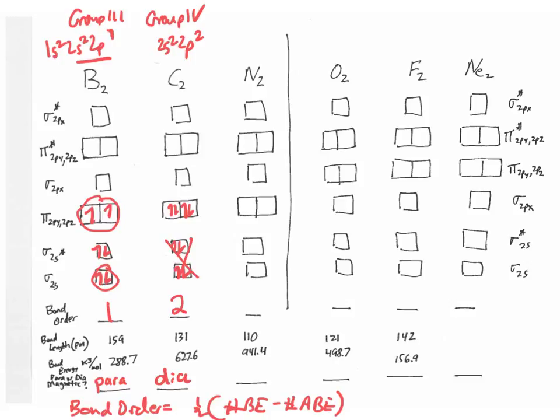N2, group 5. 2s2, 2p3 for each of the nitrogens. Each have 5 electrons. There are 2 of them, so now we have 10 electrons in all to put in. They go in the lowest available energy, and Hund's rule needs to be applied. If we have degenerate orbitals, they remain unpaired. 1, 2, 3, 4, 5, 6, 7, 8, 9, 10.